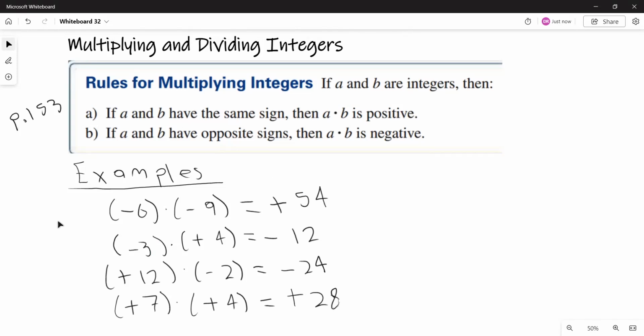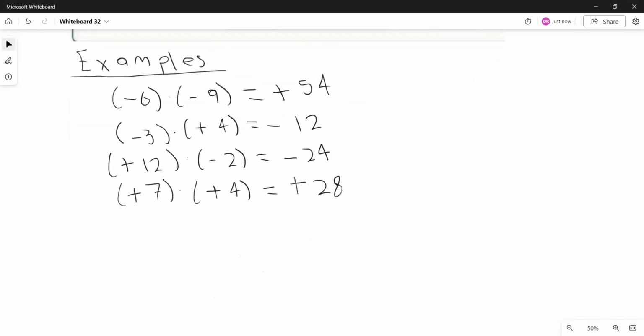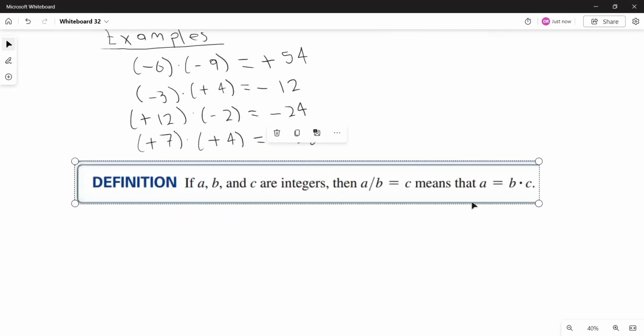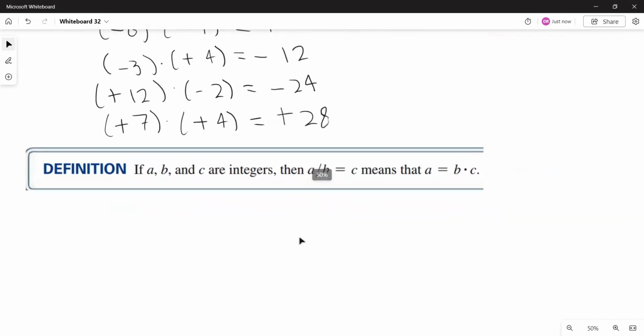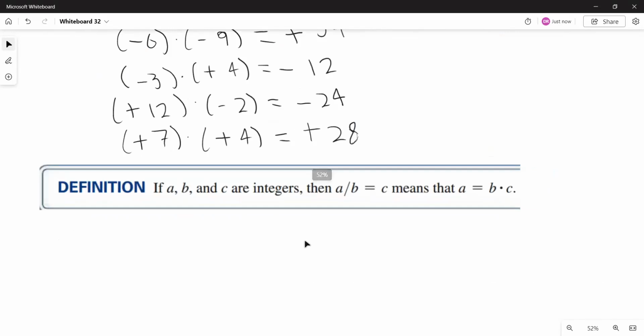So I talked about divisibility last time. We can now define division between two integers in terms of multiplication. If A, B, and C are integers, then A over B equals C means that A equals B times C. So let's do example 3.